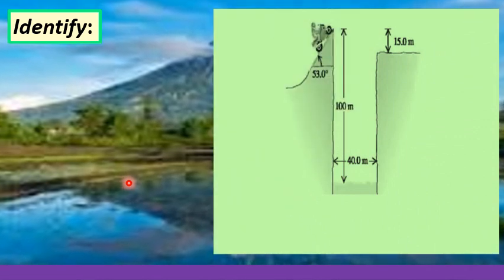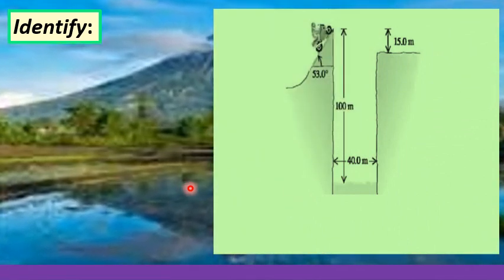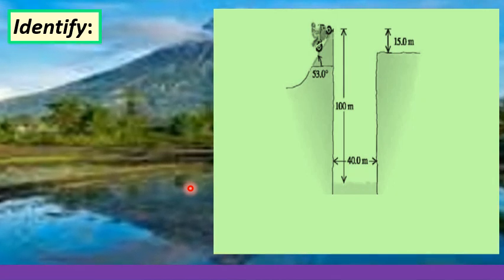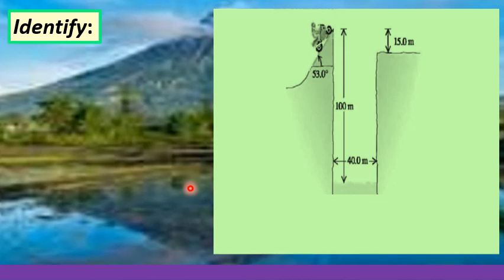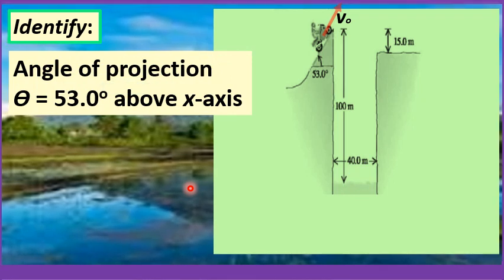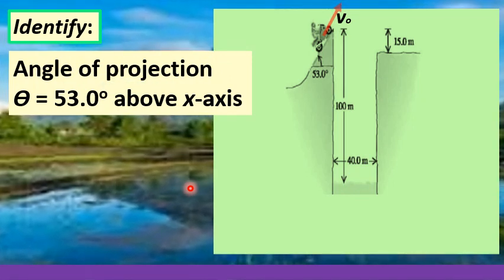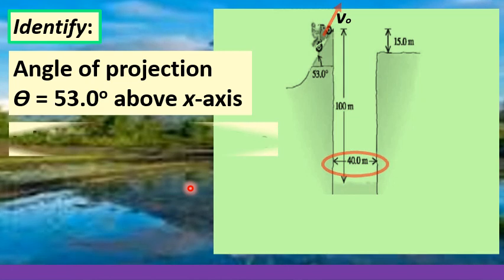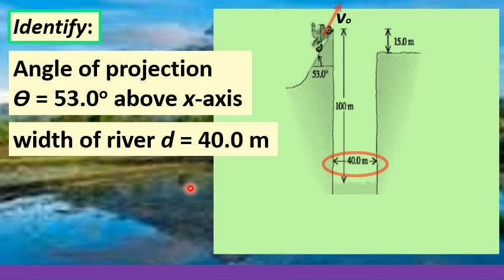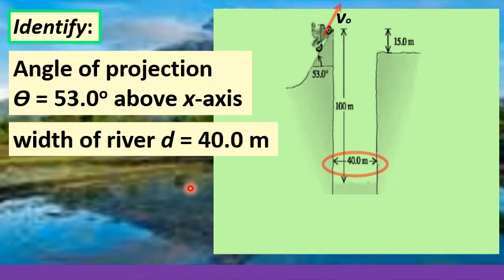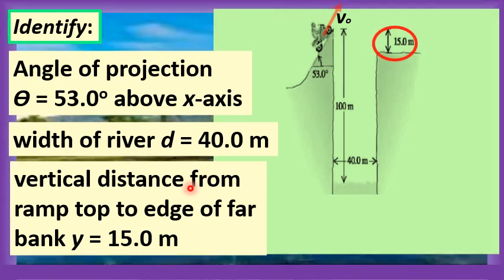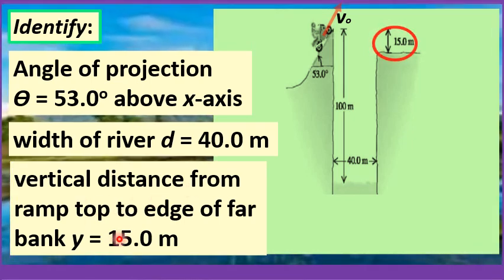As shown in this sketch, the initial velocity v0, the cyclist treated here as a particle, has an angle of projection theta equal to 53.0 degrees above the x-axis or the horizontal. The river has a width denoted by small letter d equal to 40.0 meters. The edge of the far bank is 15.0 meters lower than the top of the ramp.